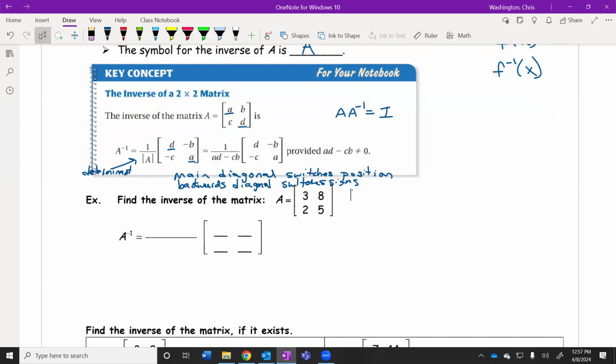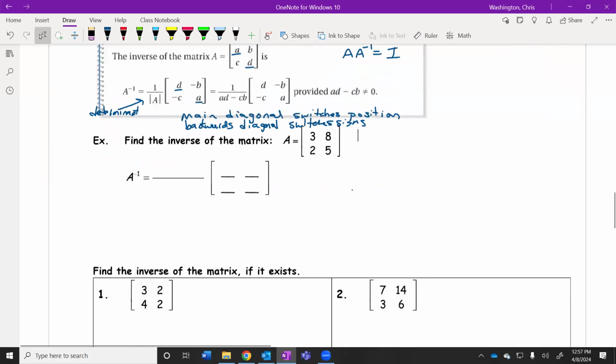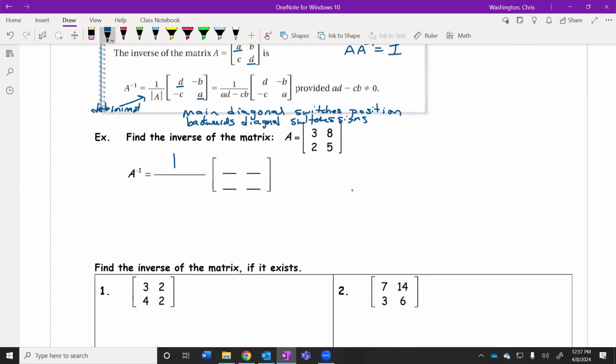So our first example here, we want to find the inverse of matrix A. The first thing we need to find is really this determinant of matrix A, and that's going to go right here in the denominator. Really, that's just the denominator. So what do we have? We have 3 times 5 minus 8 times 2. That's all that is. That's just the determinant of that matrix.